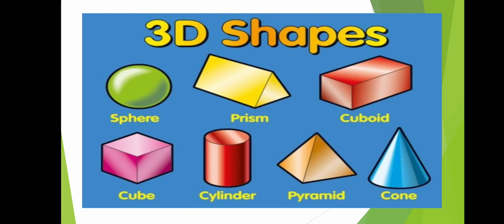And 2D shapes are circle, triangle, rectangle. As these 3D shapes have length, breadth and height, they are called three-dimensional shapes. Now in this lecture, we will discuss some of the 3D shapes. Just have a look at this picture and try to find the name of this.